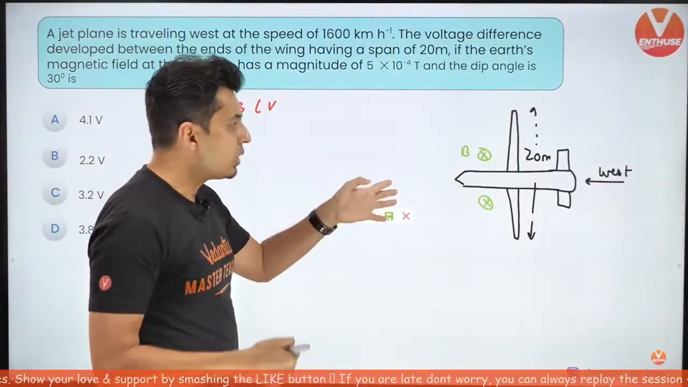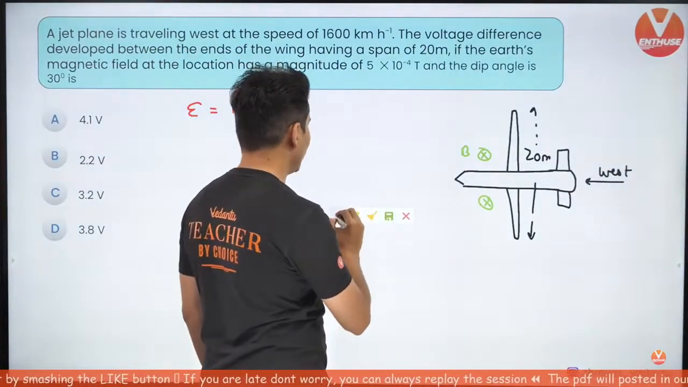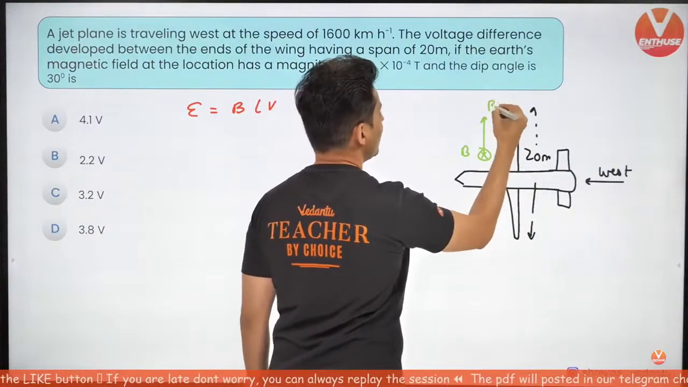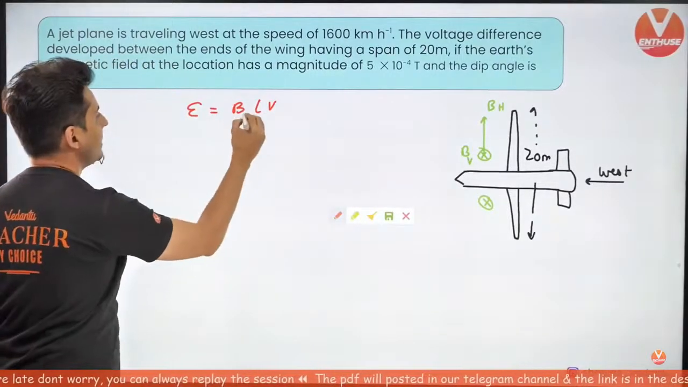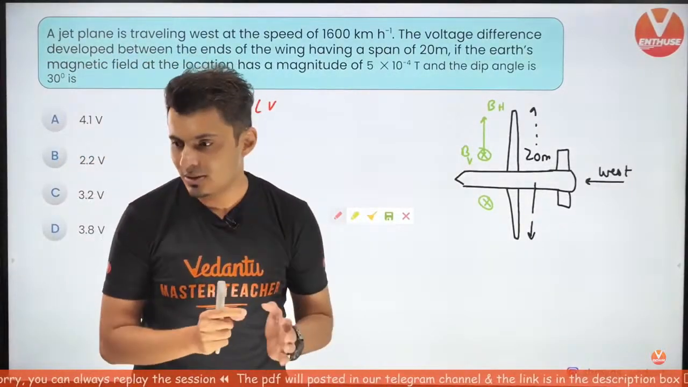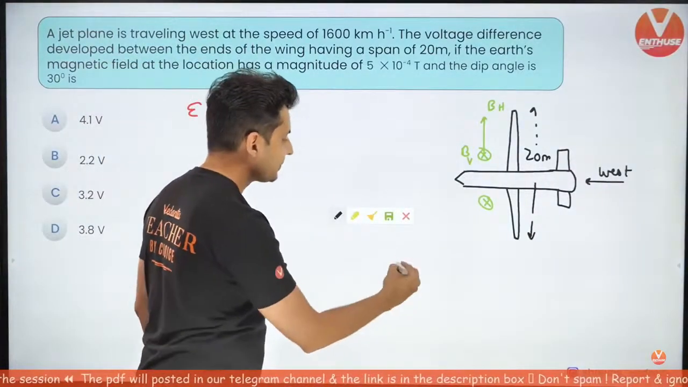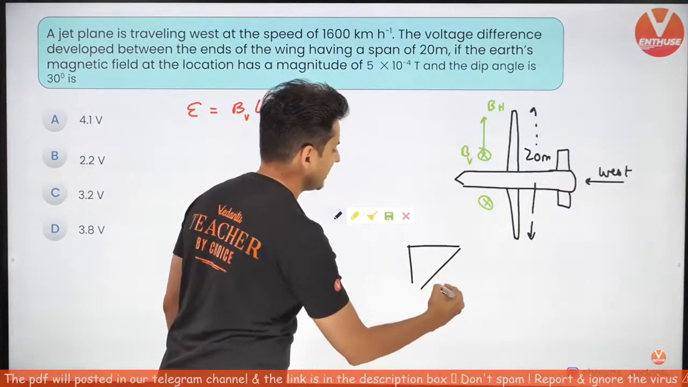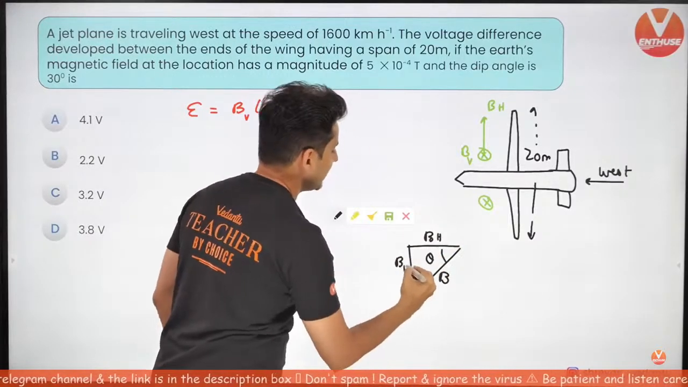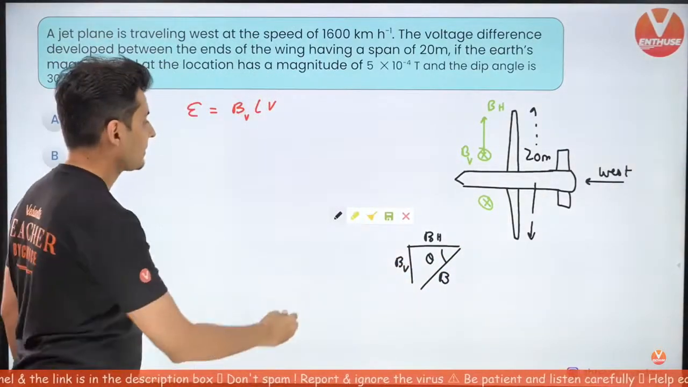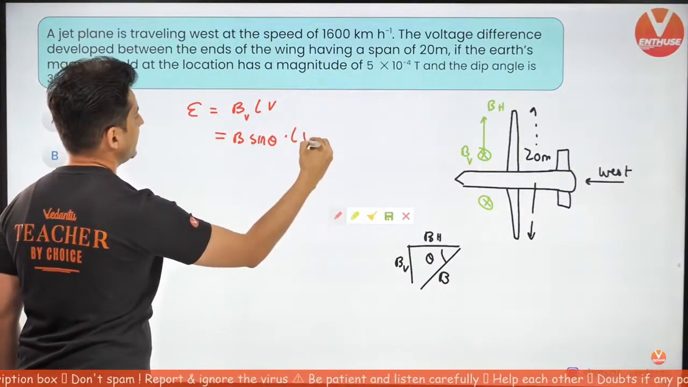Now think carefully. You are looking at it from the top. There will be two components, right? There will be one horizontal component, BH, and there will be one vertical component. So this B, which I need, is BV. Is that understood? So I need BV over there. So how much will be BV? You can just visualize it by a simple triangle. This is B, this is theta, this is BH, this is BV. So BV will be B sine theta. So hence you can see over here, this is B sine theta into L into V.